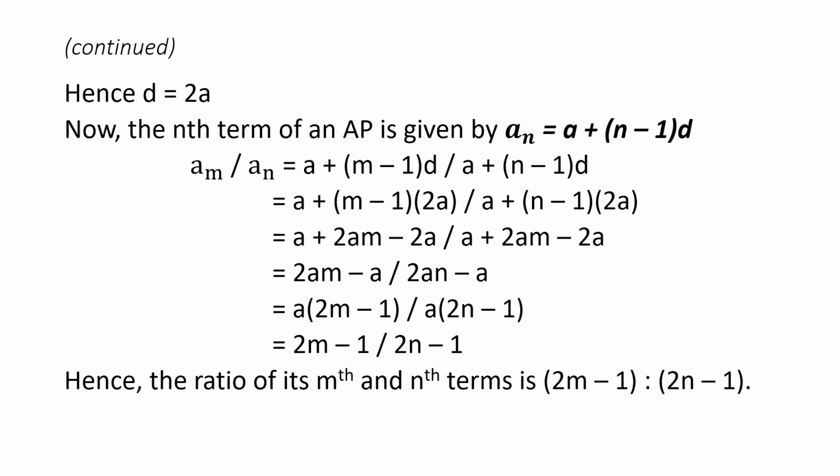Now just put the value of d as 2a. After simplifying, we get 2am minus a upon 2an minus a. Taking out a common from numerator and denominator, we get this equal to 2m minus 1 upon 2n minus 1. So what we have shown is the ratio of the mth and the nth term is 2m minus 1 is to 2n minus 1. Remember, these type of ratio examples are also asked.